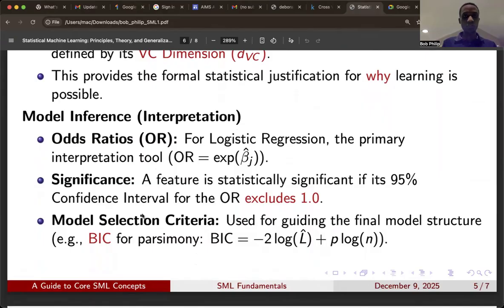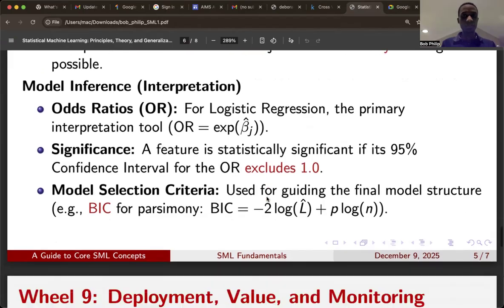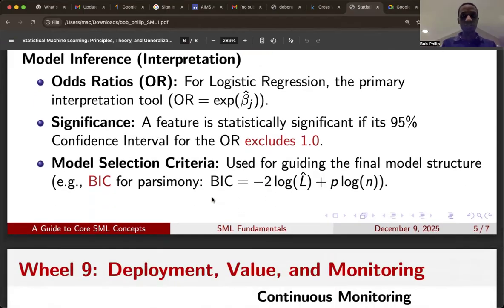How do we do interpretation of our results? We use the odds ratio, where we are looking at the exponentiated beta. For significance levels, we ensure a 95% confidence interval, and that the odds ratio excludes one. For model selection criteria, we use BIC and sometimes AIC for parsimony.